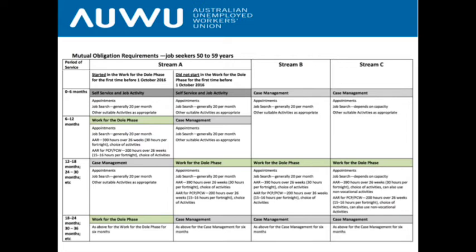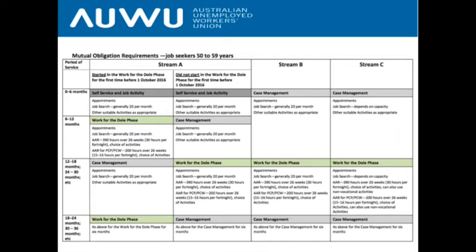Finally, we have the job seekers 60 years and over, and here it's really sneaky again, because just looking at the work for the dole phase, it still has it there on the guide, even though job seekers over 60 have no annual activity requirement.